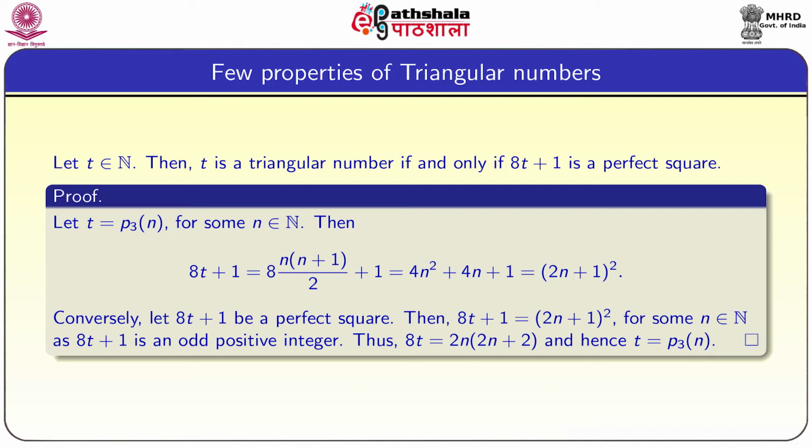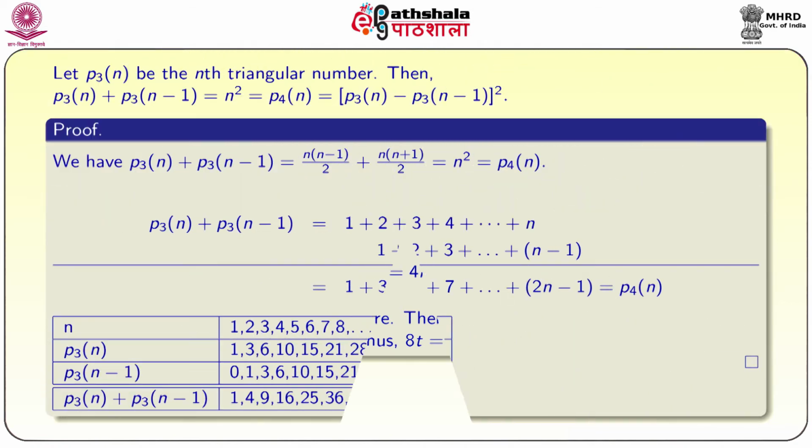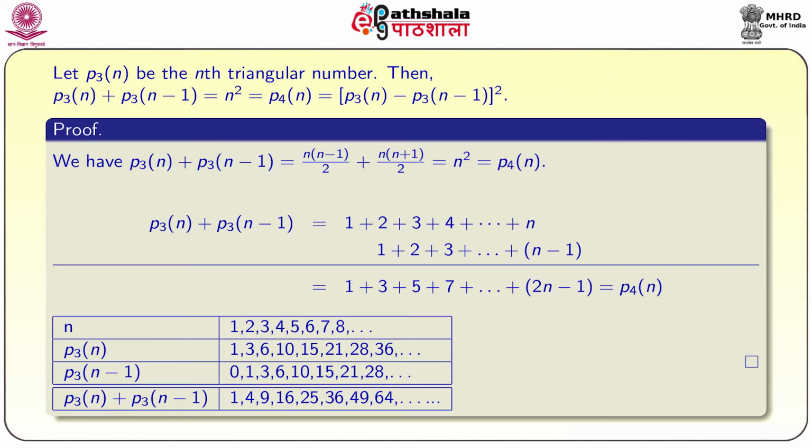So, from every triangular number we get a perfect square, and from every odd perfect square we are going to get one triangular number. Now, further properties are these: P3 of n is the nth triangular number, then P3 of n plus P3 of n minus 1 is equal to n square. That means, if we add two consecutive triangular numbers, then we get a square number.